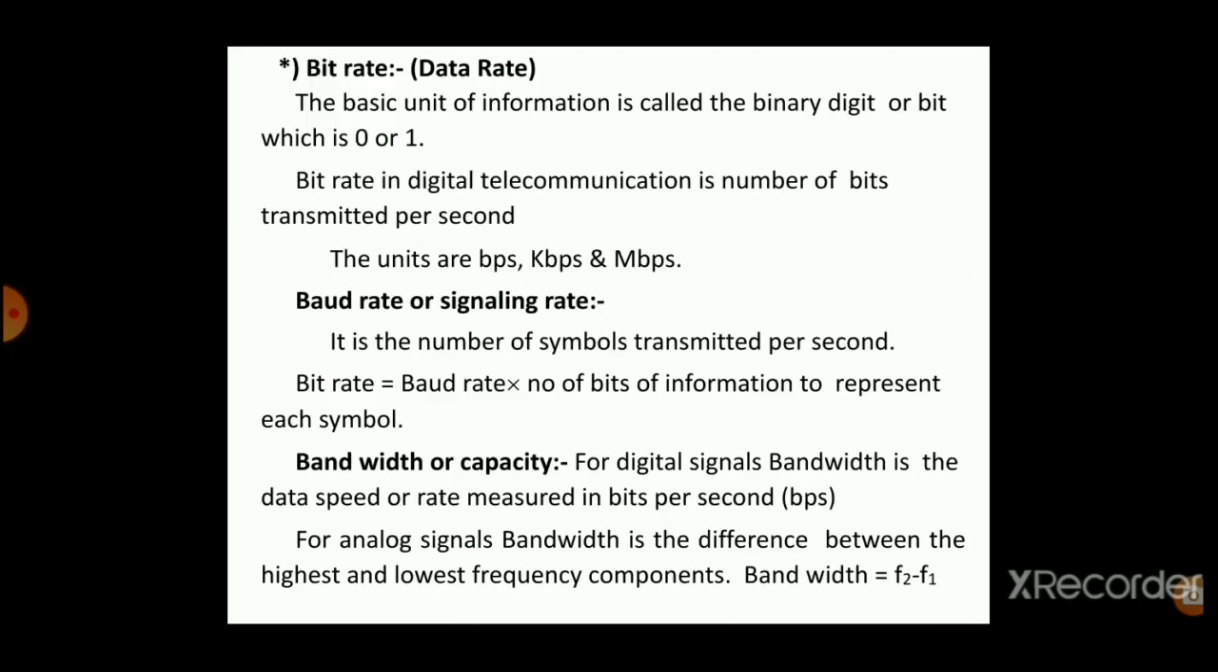Bit rate. The basic unit of information is called the binary digit or bit, which is 0 or 1. Bit rate in digital telecommunication is the number of bits transmitted per second. The units are bps, bits per second, kilobits per second, megabits per second. Baud rate or signaling rate is the number of symbols transmitted per second. Bit rate equals baud rate times the number of bits of information used to represent each symbol.